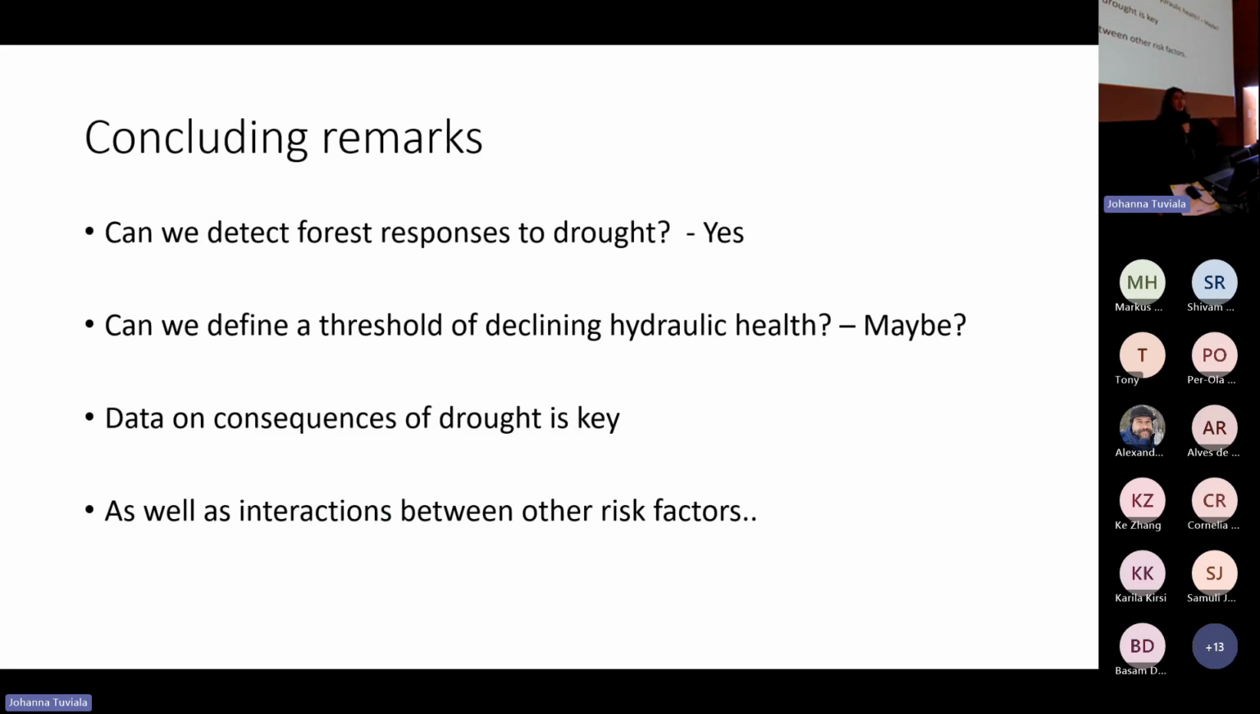So in those areas, do we actually see some kind of effect of the change in isohydricity over time, as well as interactions with other risk factors? So yeah, I think that's basically it.